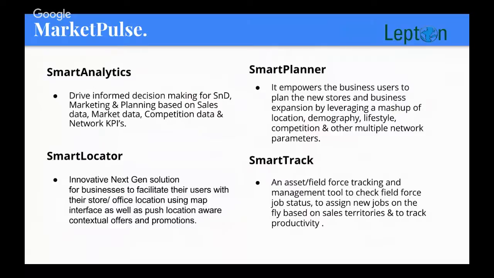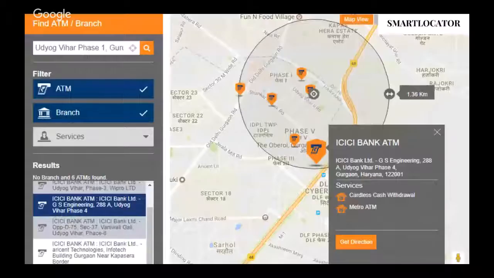Then we have another product called Smart Track. Smart Track is a solution which helps you optimize your field force. You can track them. They can do a lot of on the field job using this solution. And at the same time, Smart Track can be used to do just the vehicle tracking. So depending on the kind of business you are into, the solution can be optimized and configured accordingly.